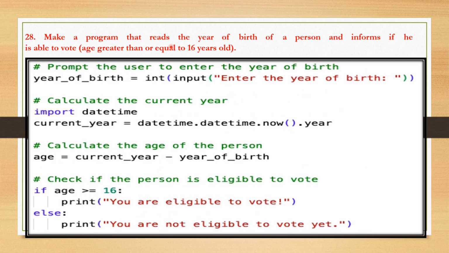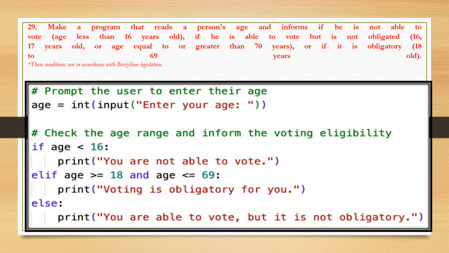The next is to write a program that reads the year of birth and informs if the person is able to vote. So here first prompt the user to enter the year of birth, and calculate the current year. For this we will use datetime. So we'll first import datetime, and then apply datetime.datetime.now in order to calculate the current year accurately, and then we will calculate the age of this person by subtracting the year of birth from the current year. So if this difference, or the age, is greater than or equal to 16, print you are eligible to vote, else you are not eligible to vote yet.